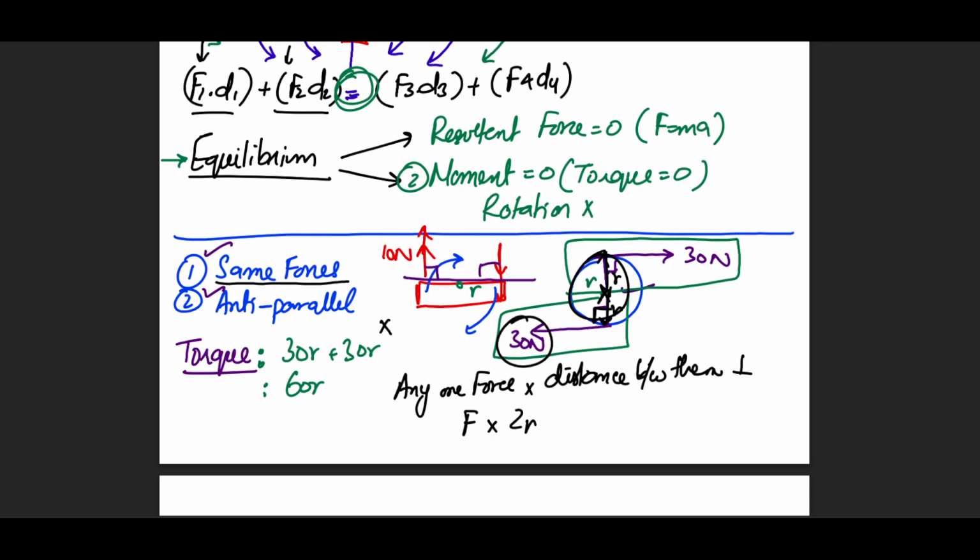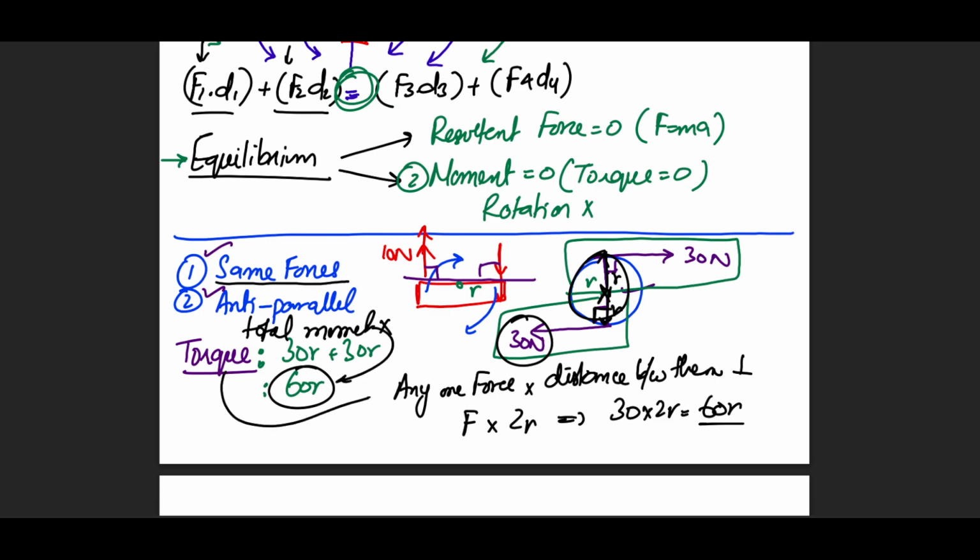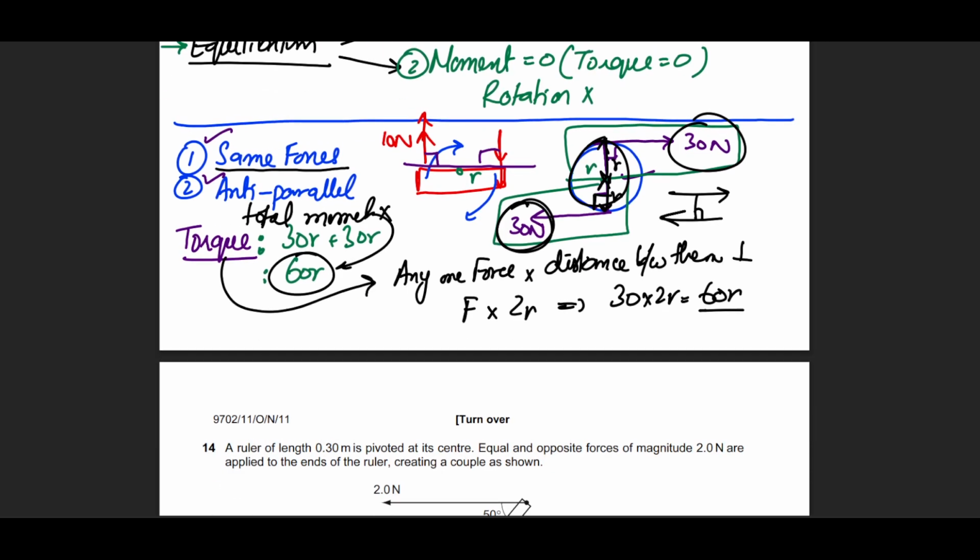Now we know that F was 30. So 30 multiplied by 2R, we get 60R, which is again the same answer. When we were thinking about this as total moment, we got the same answer. And when we think about it as torque, we get the same answer. So torque is total moment, but the conditions are that the forces should be the same and they should be anti-parallel. They should be exerted in the opposite direction and they should have a perpendicular distance between them. If there is another example in which they are not anti-parallel, then that will not be referred to as torque. We will get to that example later.